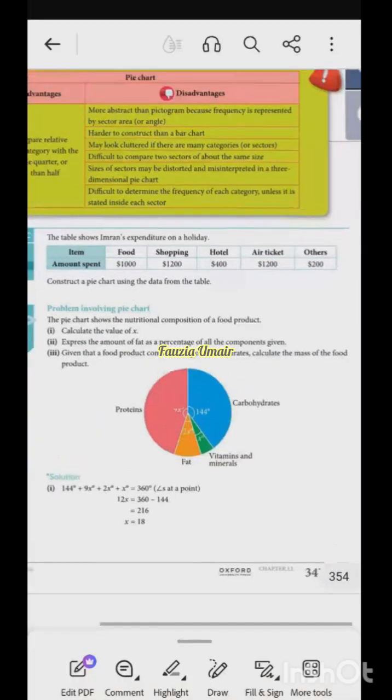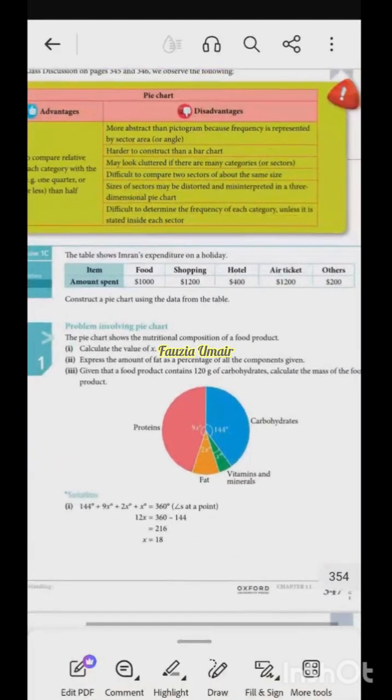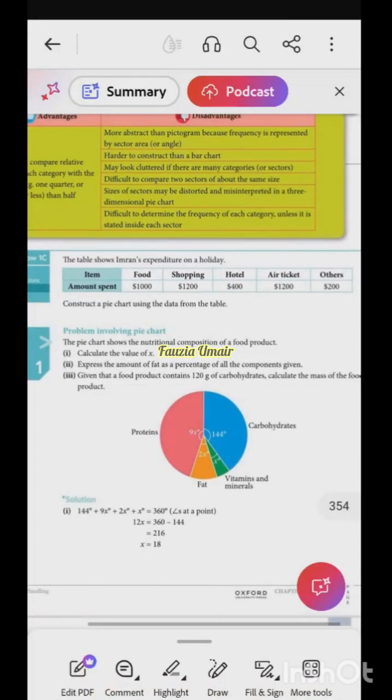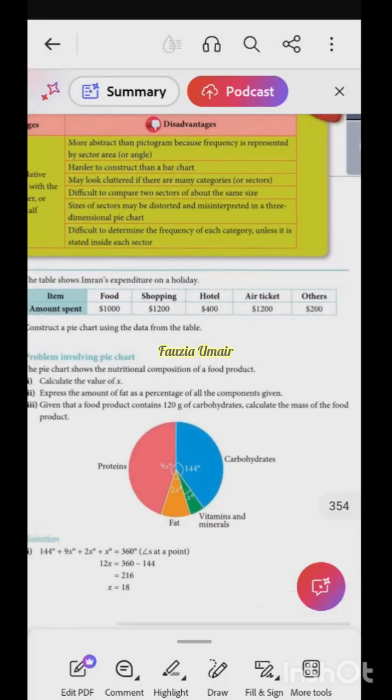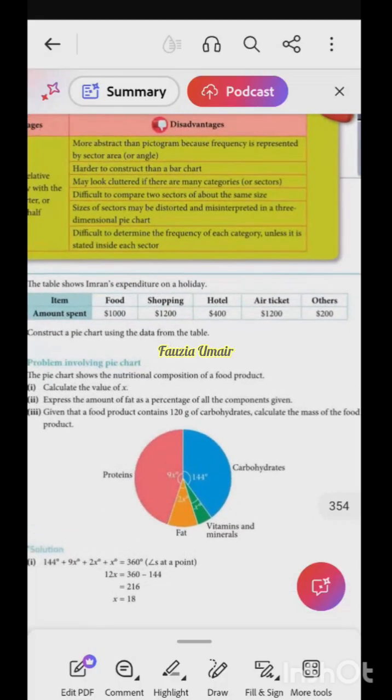So this is practice now one. The table shows Imran's expenditure on a holiday. Items are there and the payments. So we need to construct a pie chart using this table. So how are we going to construct the pie chart, Abrish? They told us that Imran has spent $1,000 on food, 1,200 on shopping, $400 on the hotel, 1,200 for the air ticket, and the others are 200.